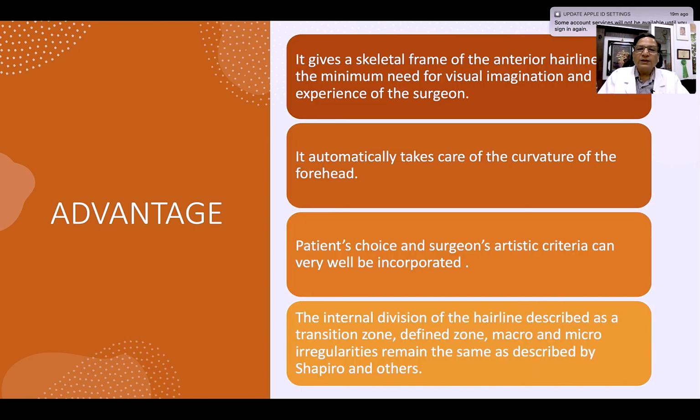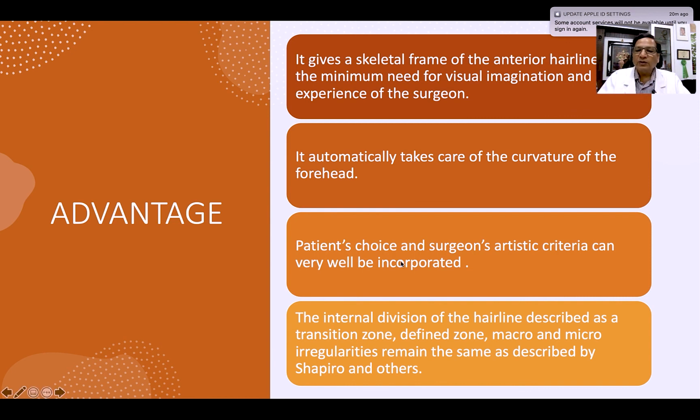So the advantage is it gives a skeletal framework of the anterior hairline with minimum need for visual imagination and experience of the surgeon. It automatically takes care of the curvature of the forehead. Patient choice and the surgeon's artistic criteria can very well be incorporated, because once you make a framework, it is easy to alter, but that alteration will be in proportion. So you are not disturbing the proportion, meaning the ratio between one point and another point.